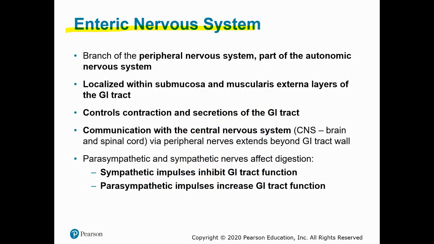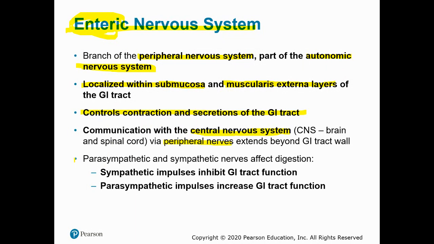Okay, a little bit more about the nervous system. The enteric nervous system has to do with the digestive organs. It's a branch of the peripheral nervous system, which is part of the autonomic nervous system. Like when I referred to the vagus nerve earlier, it's localized primarily in the submucosa, remember, just behind the mucus, and also in the muscularis layer, because the nerve signals muscular contraction. So the enteric nervous system controls the contraction and secretions of the GI tract. It communicates with the central nervous system of the brain and spinal cord via the peripheral nervous system. Peripheral is pretty much everything else.